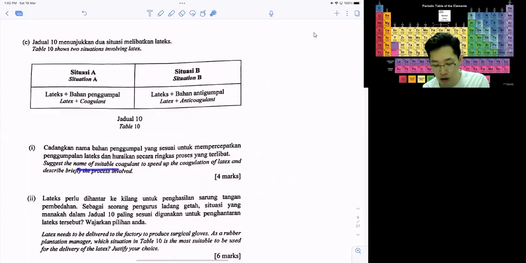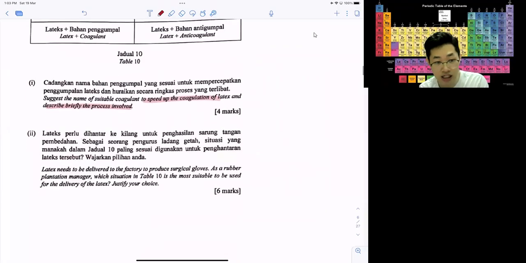Suggest the name of a suitable coagulant to speed up coagulation of latex: ethanoic acid. Then briefly, the process involved. This one we have done already. Coagulation, the 5 points are.